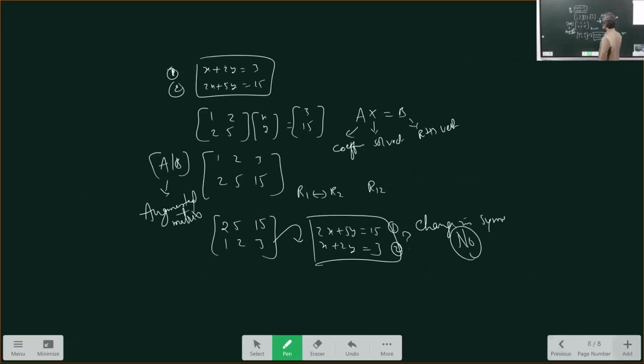So that is why we are saying these elementary operations will play a very important role when you are talking about a system of linear equations. We are going to apply these row operations and convert the matrix into a beautiful structure. We call it the echelon form.